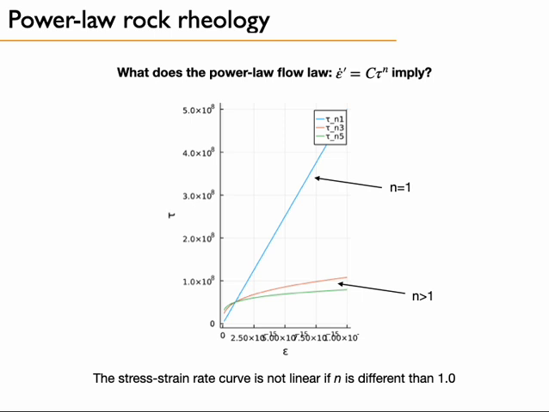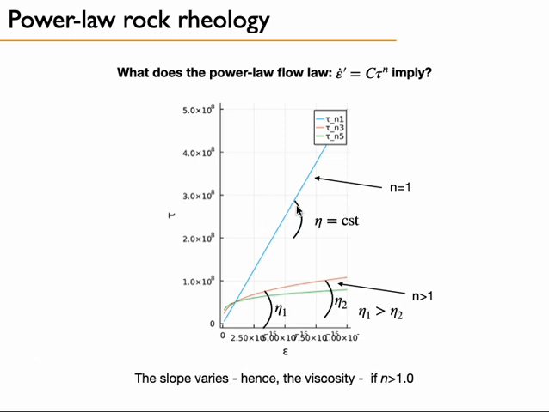So what does the power law flow law actually imply? Now we do a similar exercise as you've done in the previous lecture, and we plot stress-strain rate relations for different n values. For n equal 1, you get the straight line as you had last week, but as n increases, the line is curving and bending down. What does this mean? It means that in the case it's linear, the slope of course is constant, the viscosity does not change.